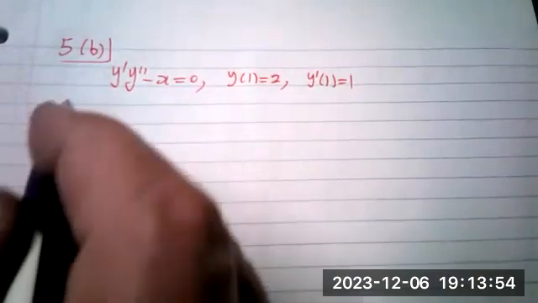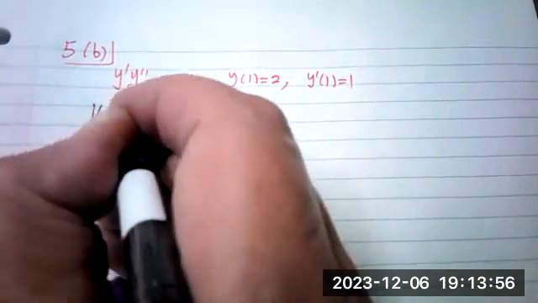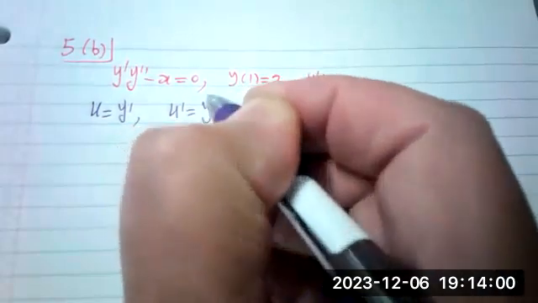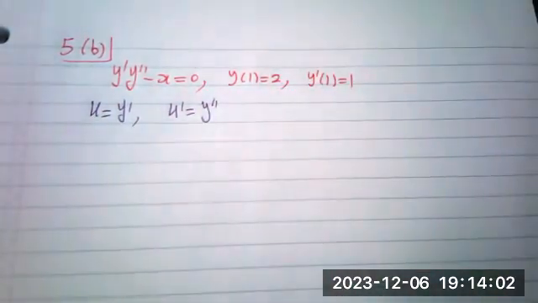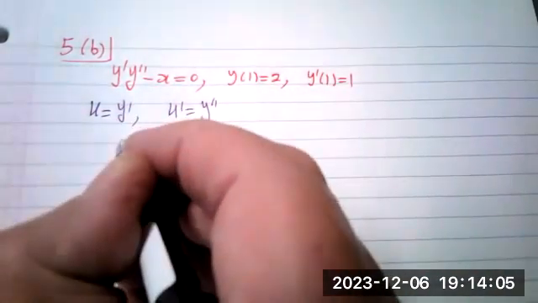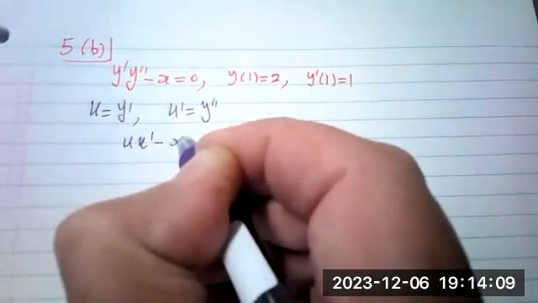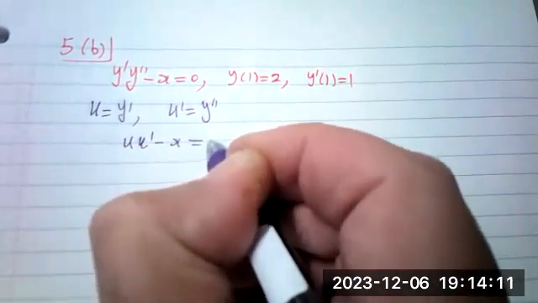So that's it. You take u to be y prime. u prime is simply y double prime. You substitute, so that gives you u prime minus x equal to 0.